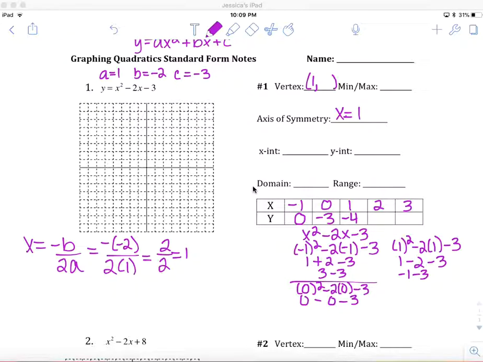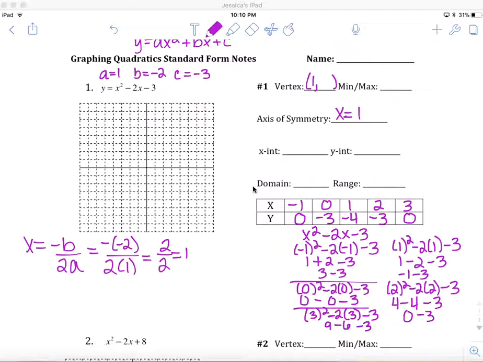Plugging in 2, I get 2 squared minus 2 times 2 minus 3. Well, 4 minus 4 minus 3 comes out to negative 3, which it should because your table should be symmetric around your vertex, around your axis of symmetry. So finally, double checking with 3. 3 squared minus 2 times 3 minus 3 is 9 minus 6 minus 3, which goes to 0.